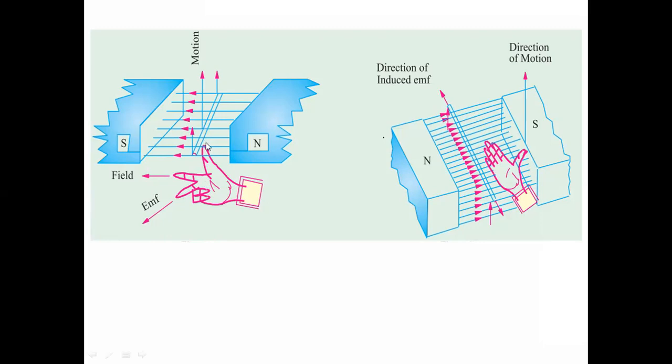The session is closing within one minute. So this is Fleming's right hand rule, which gives the direction of the current in a conductor that moves in the magnetic field. This is also the same as this one.